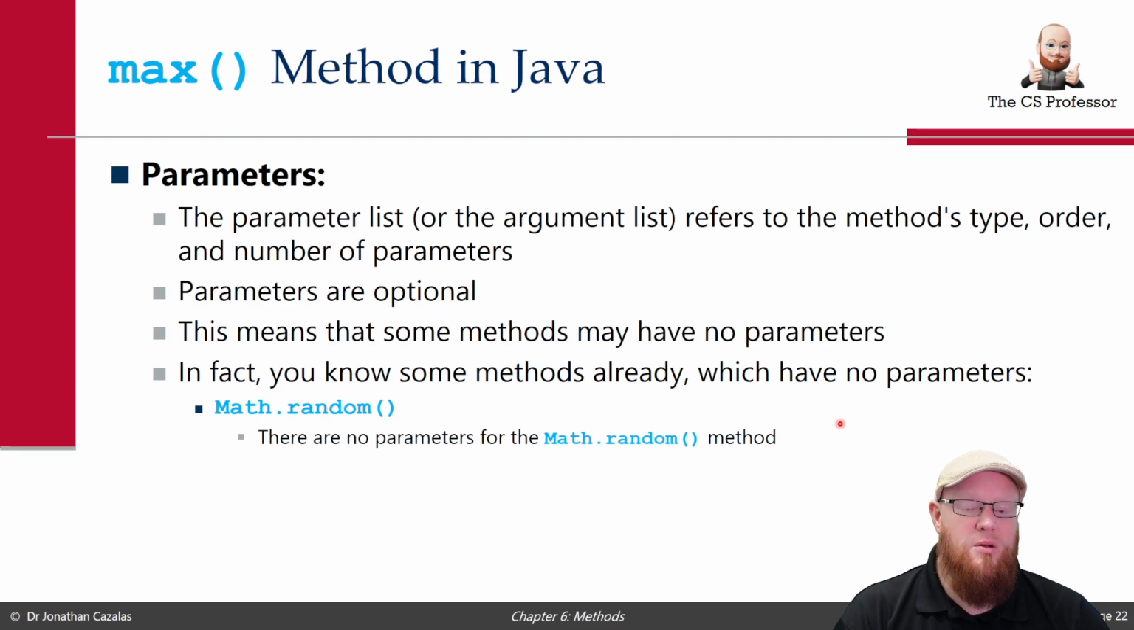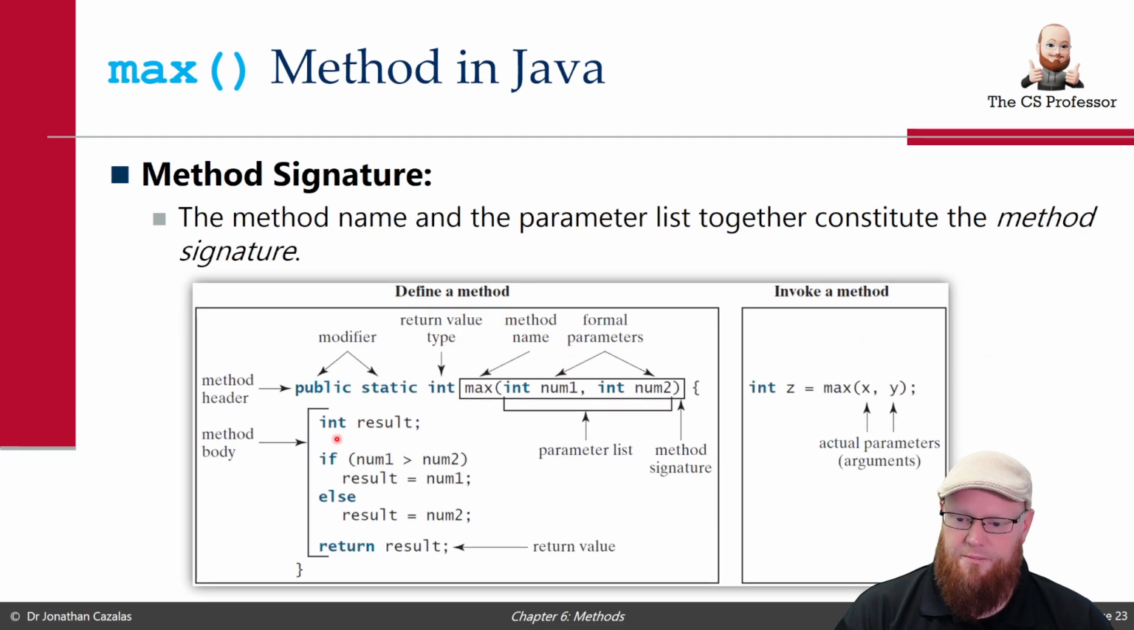So your parameter list can be empty. You may have no parameters. We've seen methods already in Java that have no parameters. How about Math.random? When we call Math.random, remember, there's no parameters. And what does that method do? It returns to you a number between 0 and 1, but not including 1. But just an example of a method that has no parameters.